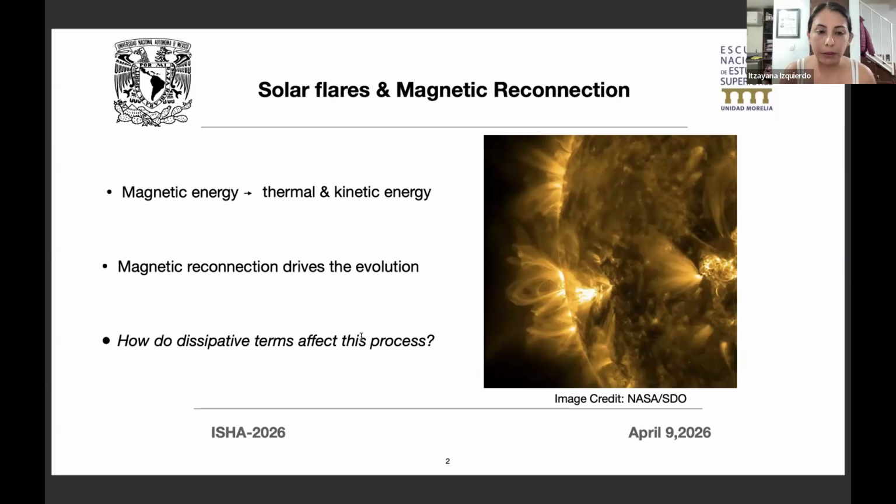While magnetic reconnection governs the global dynamics, an important question arises: how do dissipative terms affect this process? In particular, we want to understand their impact on the thermodynamic evolution of post-flare loops.